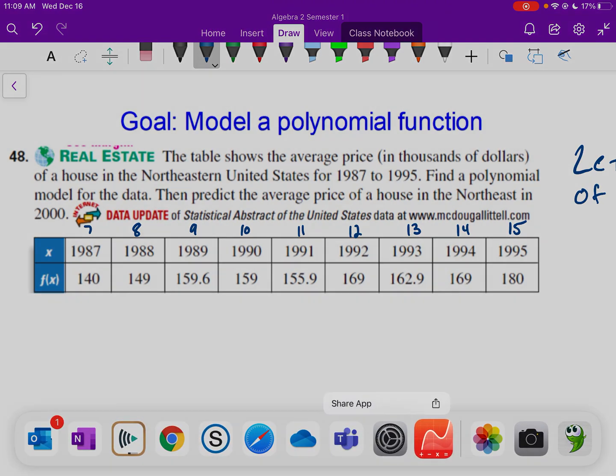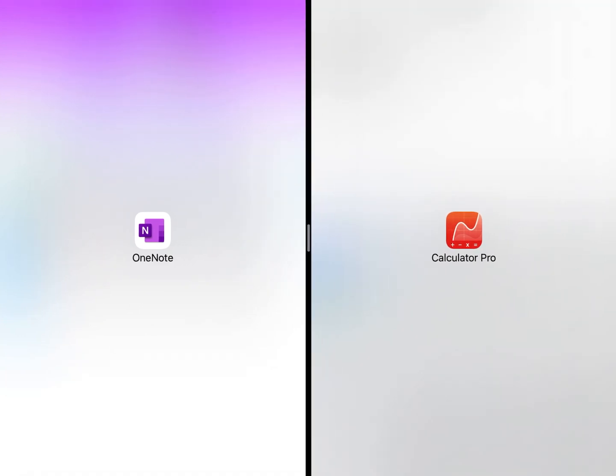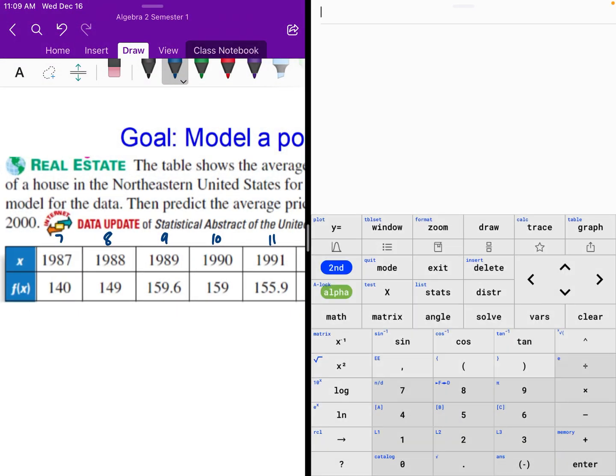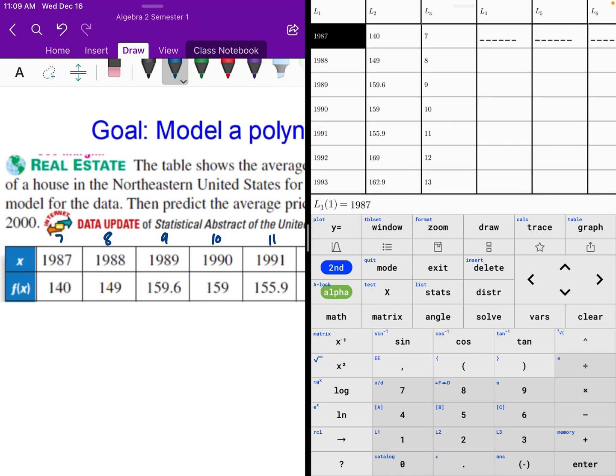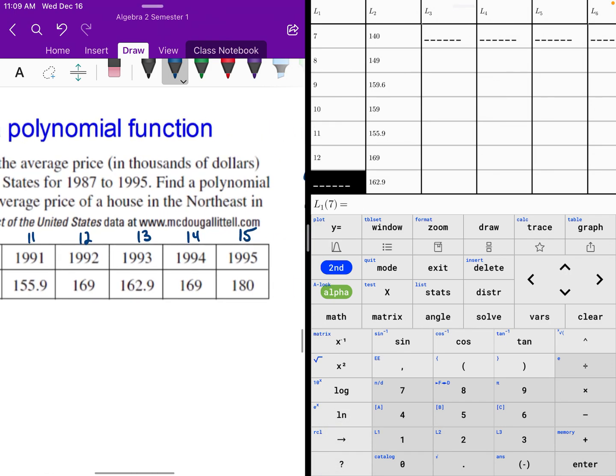Okay, so let's go ahead, let's bring in the calculator. And again, we're entering statistics, so we're going to hit the stat button, edit. Okay, and there's the values that we had there. We're going to clear those. Okay, and actually those are the values that we had, so we're going to leave those. So for list 1, instead of the 1987, 1988, 1989, we're going to enter 7, 8, 9, 10, 11, 12, 13, 14, 15.